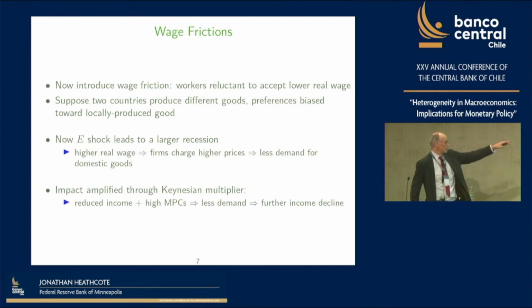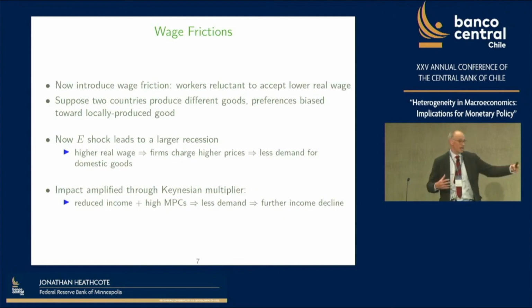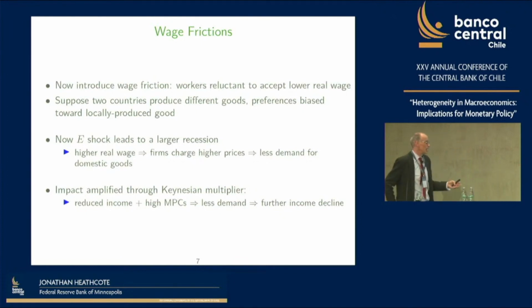Okay. So suppose now these two countries produce different goods, as in Adrian's model, and preferences are biased toward the locally produced good. So now with this wage friction, this energy shock is going to lead to a bigger recession. Why? Because workers insist on real wages staying high. Firms pass that on in terms of higher prices, and that leads to lower demand for domestically produced goods on the world market. And that lower demand translates to lower sales, lower income, and lower income in a world with high marginal propensities to consume has this multiplier effect, feeds back again into lower demand, and you get a further income decline.